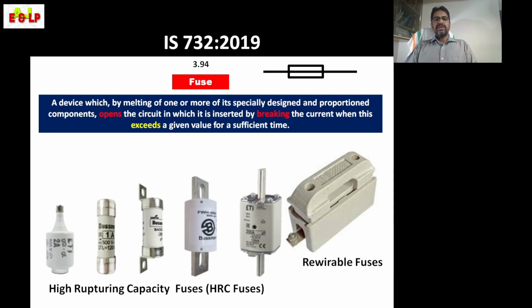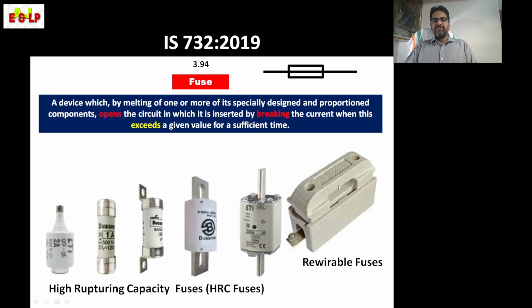Okay, the first one is fuse. As per IS 732, what is fuse? We all know fuse means it will blow or melt when a high current, or a current beyond a limit, flows. Then it will fuse itself and it will protect the circuit. See that as per the definition, a device which by melting of one or more of its specially designed and proportioned components opens a circuit in which it is inserted by breaking the current when this exceeds a given value for a sufficient time.